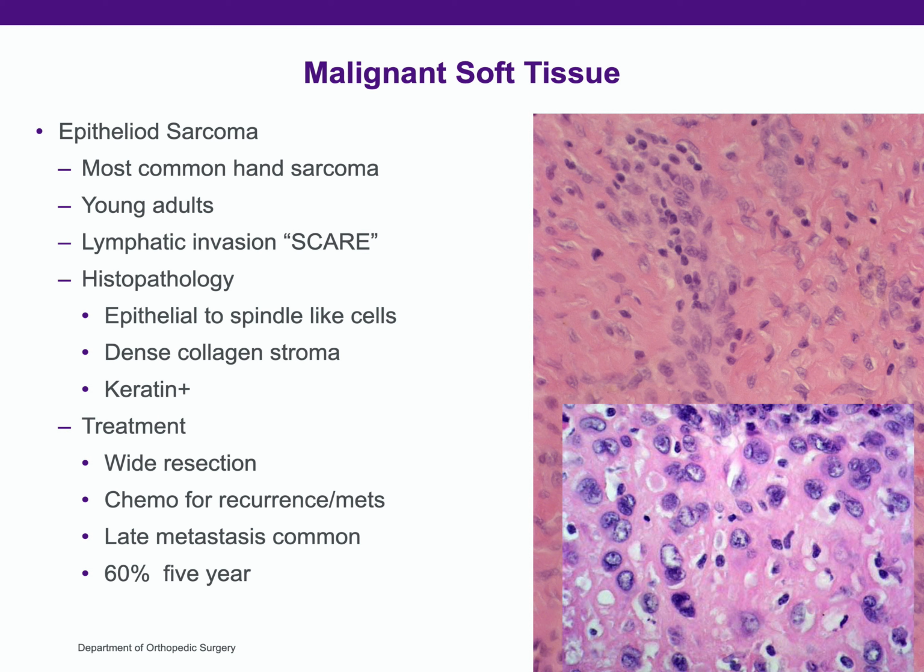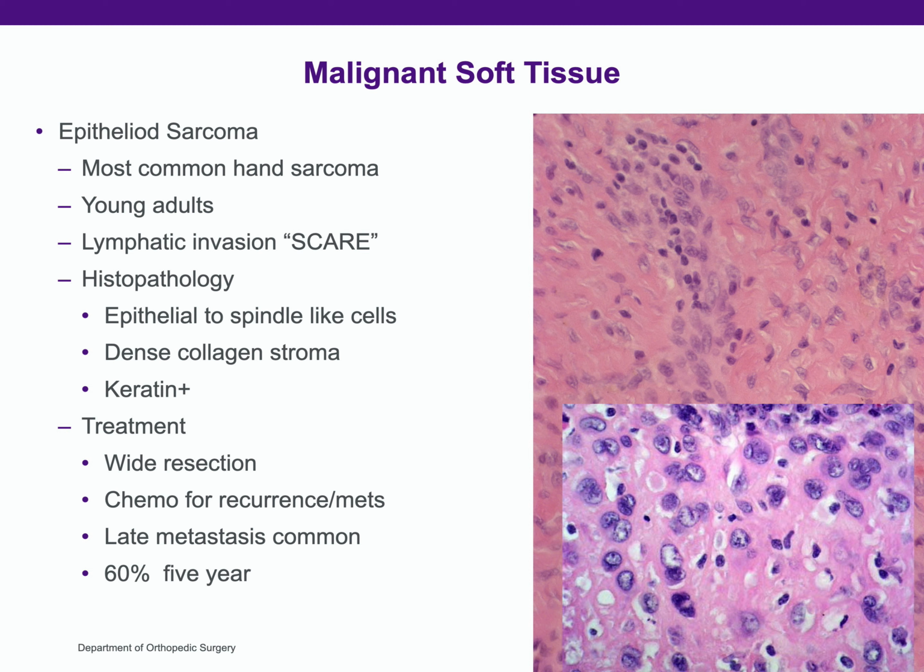Epithelioid sarcoma, again, rare, but one that comes up on test. This is because it is the most common hand sarcoma. It affects young adults just like clear cell sarcoma. The difference here is that unlike a clear cell where you have the central nucleus and the clear cytoplasm, what you see are these individual epithelial-like spindle cells with the background of dense collagen stroma. So you don't see that in clear cell sarcoma.